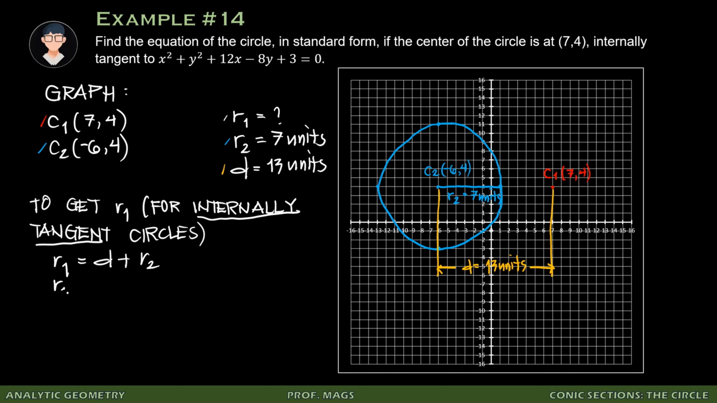So R sub 1 is equal to the distance between the two centers, which is 13 units, plus R sub 2 natin ay 7 units. So 13 plus 7 is 20. So this will be the radius of the first circle. Okay?